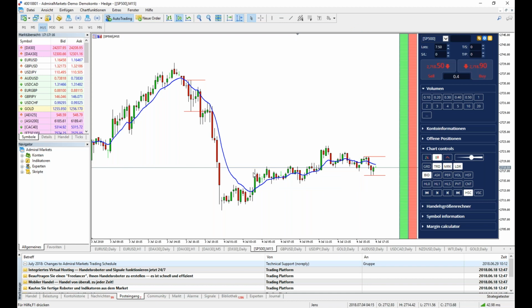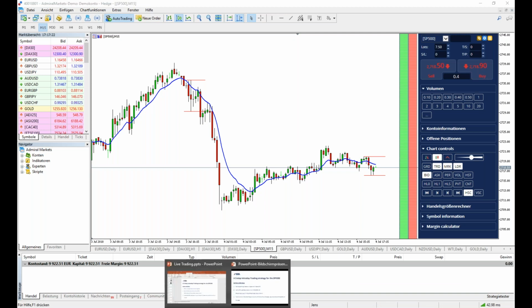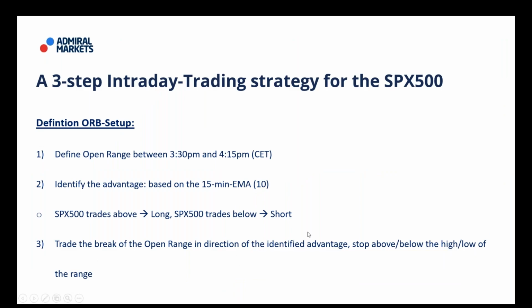In fact, this is a 3-step trading strategy. Probably we can make it a 4-step trading strategy. Nevertheless, I also think we could easily extend this third point here, because it says where the stop is placed.